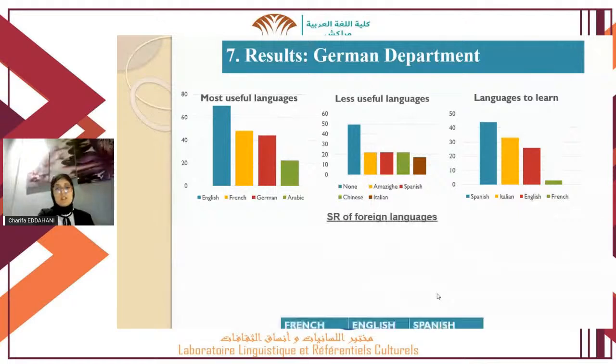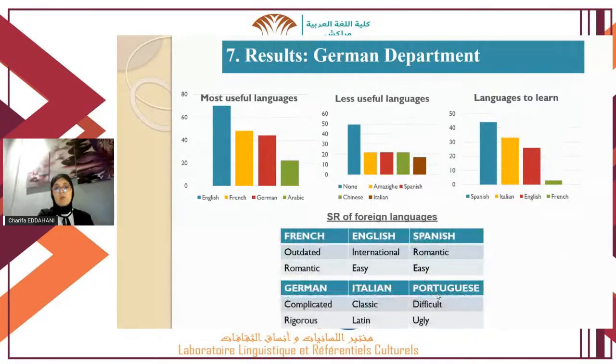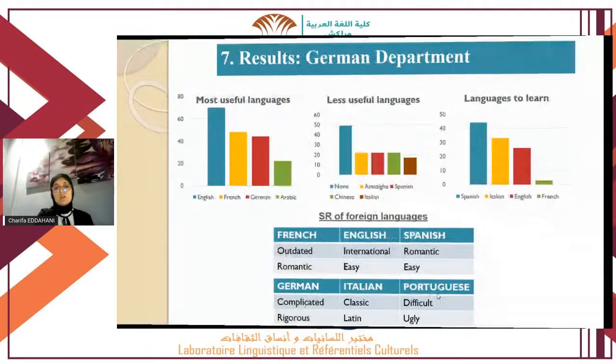As regarding the other languages in general, they think that French is outdated but romantic. English, international and easy. Spanish, romantic and easy. German is complicated and rigorous. Italian, classic and Latin. Portuguese, difficult and ugly. These are some adjectives cited by students in their questionnaire.